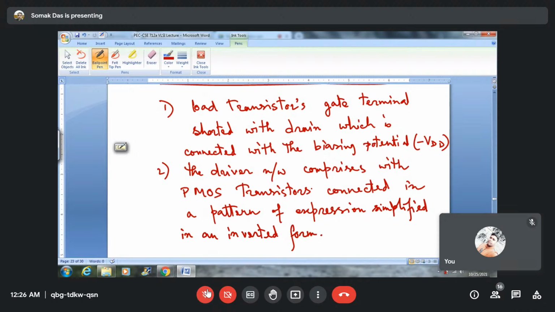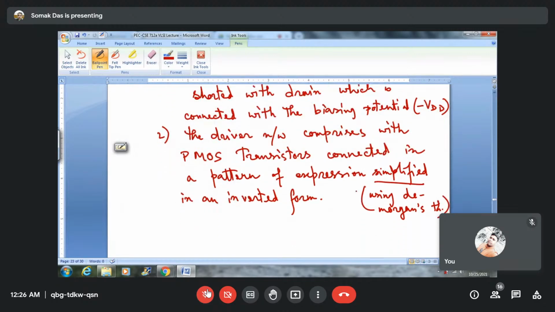And if you have the expression already been given in an inverted form, you do not need this simplification. So this simplification using De Morgan theorem is not needed if you have already an inverted expression. If you do not have an inverted expression, then you need to simplify this expression in an inverted form, and then you connect the PMOS transistors in that pattern. Is it clear? Yes, sir.